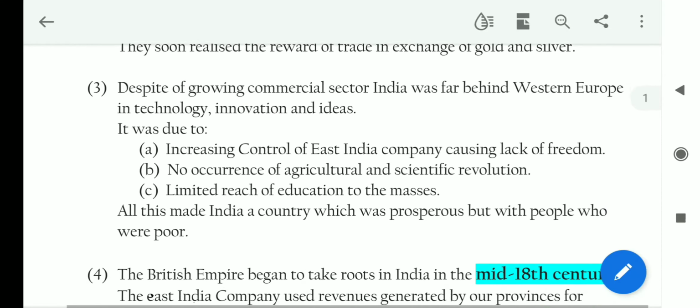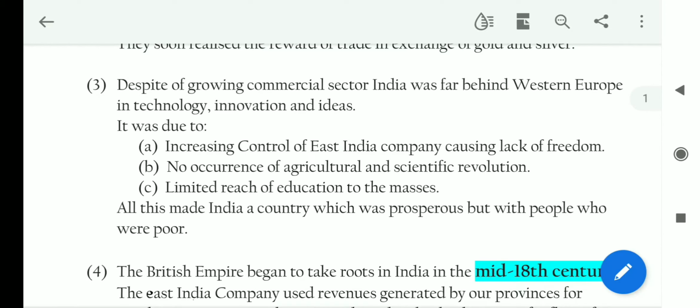Then third, despite the growing commercial sector, India was far behind Western Europe in technology, innovation and ideas. As we have learned in the two points, India was prosperous. It had the largest economy of the world. Still India was far behind Western Europe, in technology, innovation and ideas. So here India was lacking in these three areas. There might be some reasons.